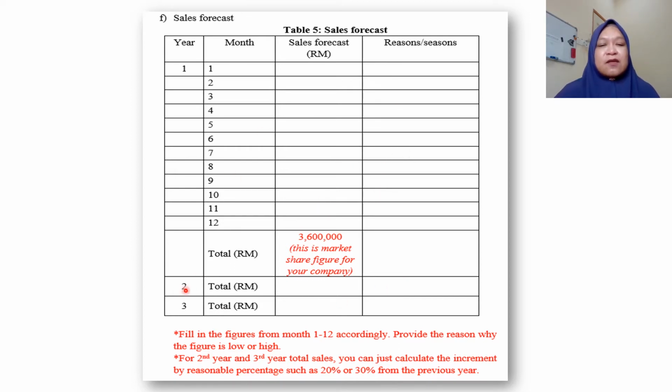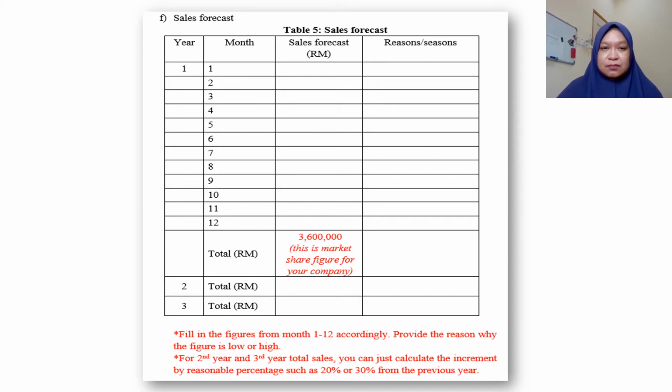Okay, and then you calculate for the second year and third year. For the second year and third year, you don't have to show monthly. Okay, just show the total for the second year and third year. For the second year and third year, you want to show the increment. Okay, increase a little bit from the first year.